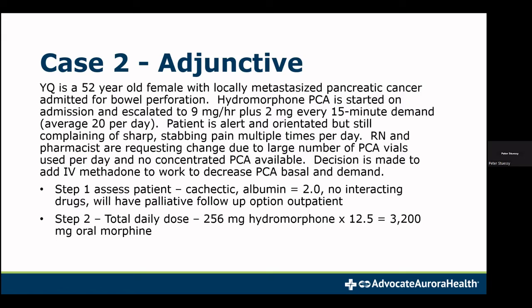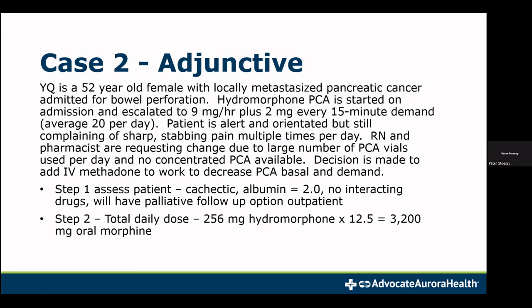Patient alert and oriented, though, not having any issues, but still complaining of sharp and stabbing pain multiple times per day. RN and pharmacist in this particular case requested that we change pain regimen because they were just switching the PCA vials so quickly because they didn't have access to a really concentrated hydromorphone to use for this patient at their particular facility. So a decision was made to add on some IV methadone while working to decrease that PCA basal and demand in this particular case.